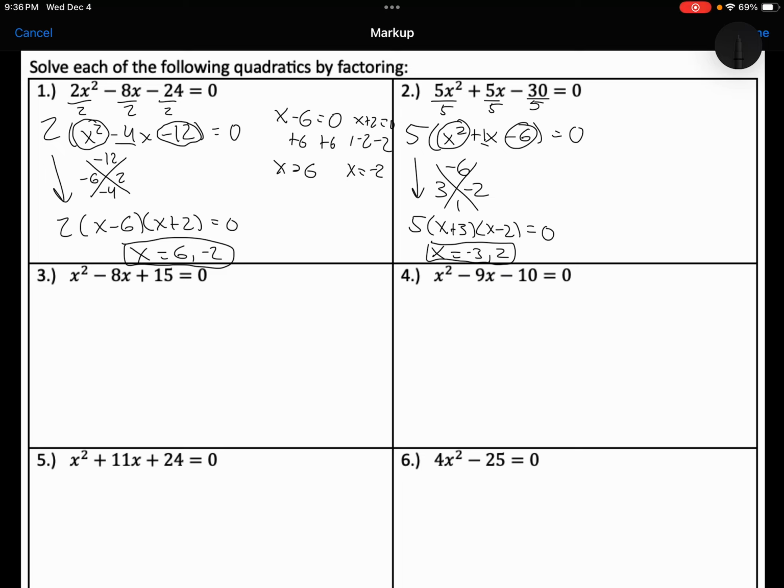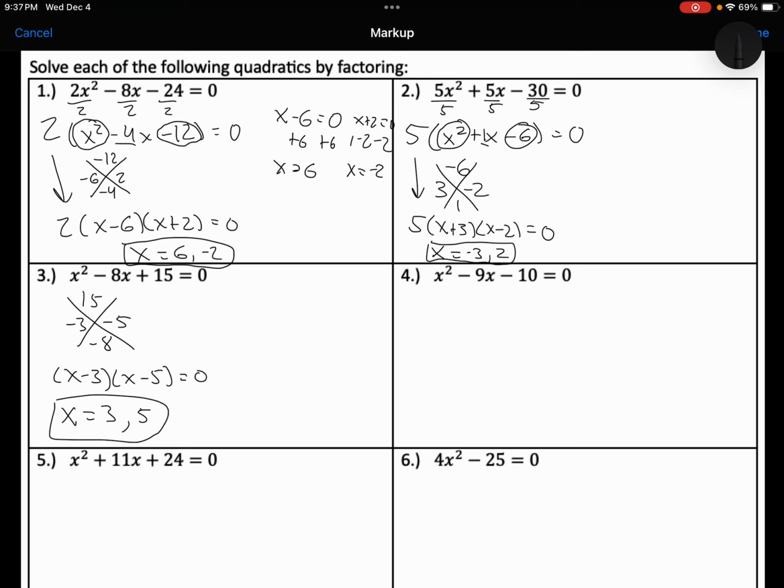Okay, on number 3, I should again see if there is a greatest common factor, but there is not for this one. There is nothing in common to take out, so I can factor straight ahead, go into the x method, where I would put 15 on top, negative 8 on the bottom. The numbers that multiply to 15 and add to negative 8 are negative 3 and negative 5. So that gives me the factors x minus 3 and x minus 5 equals 0, which will give me that x is going to equal 3 and 5.